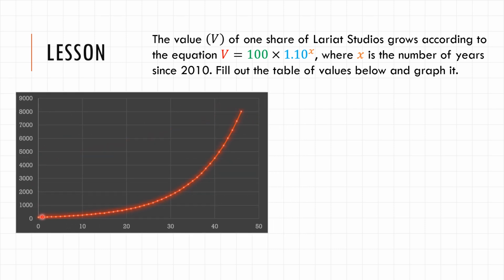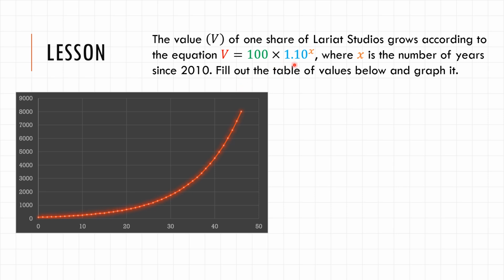Now this is a bigger graph. Notice that this doesn't just stop at 6. It goes all the way to almost 50. And we can see that the value of our share increases quite slowly at first. And then it quickly picks up how much value it's increasing by.